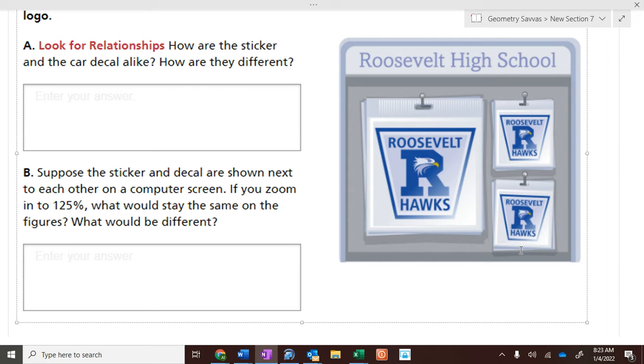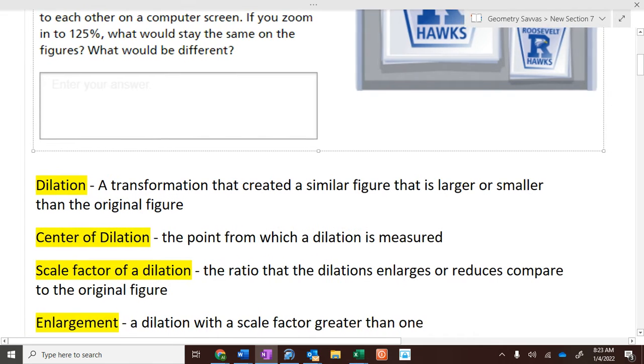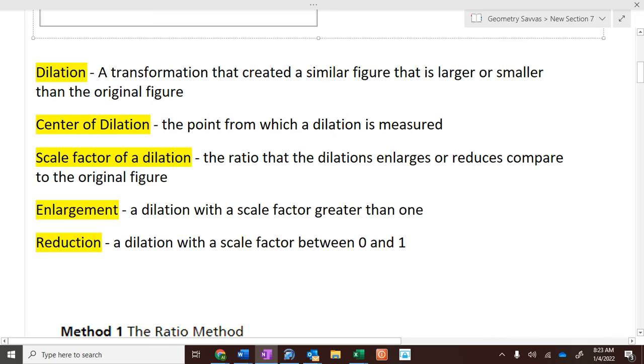Do they change the shape of them? No. Your pupils are still round. It just changes the size. Okay? Just changes the size of them. So, when a dilation happens, it makes something bigger or smaller. The center of dilation is where it gets bigger or smaller from.